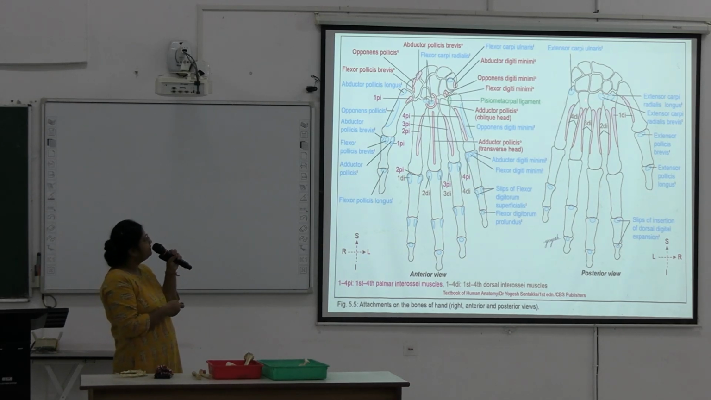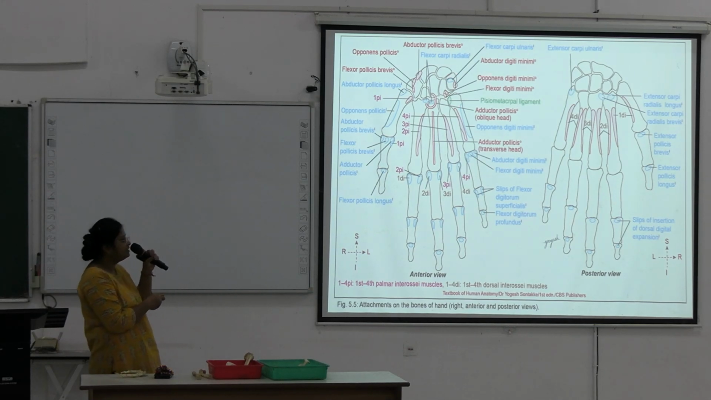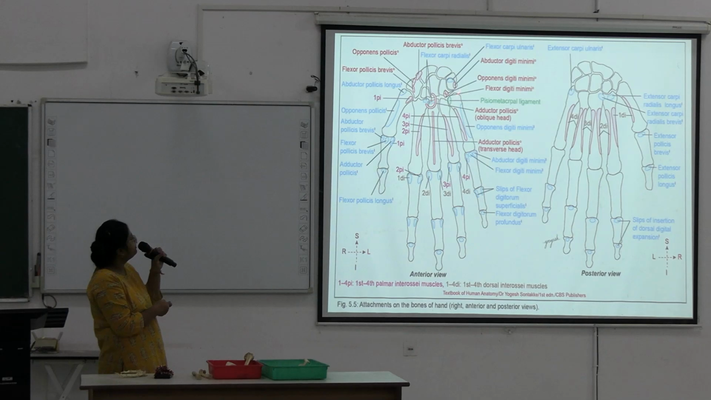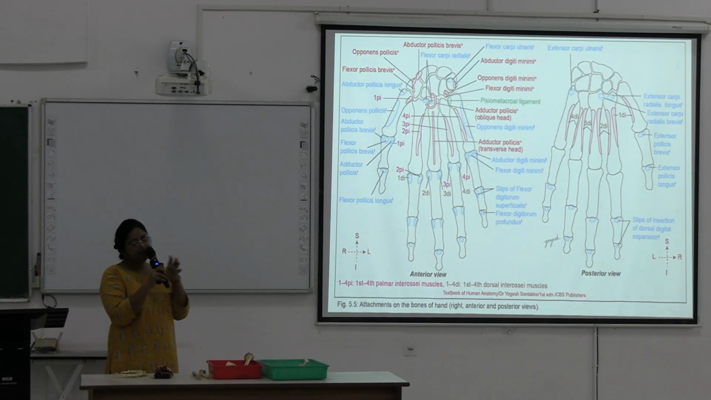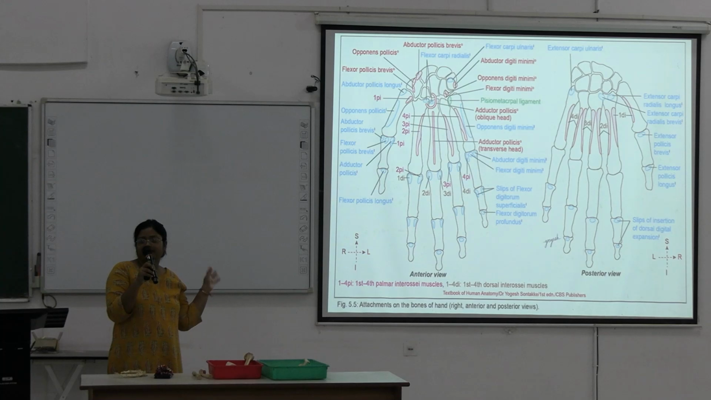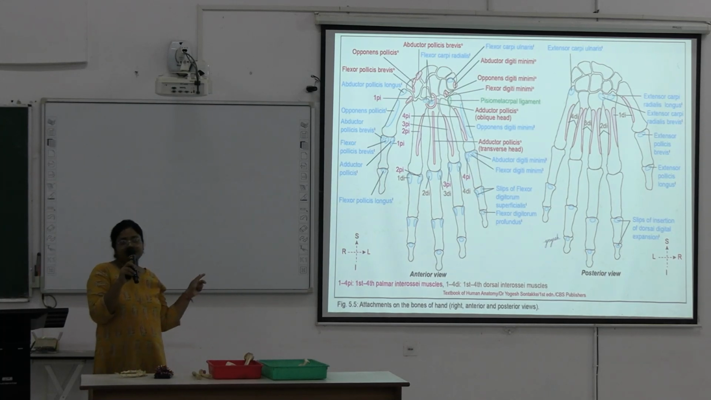Okay. And here is the insertion of extensor carpi radialis longus, extensor carpi radialis brevis. Here is extensor carpi ulnaris. And see, there is insertion of flexor carpi ulnaris over the pisiform. This is very, very important. In the tendon of flexor carpi ulnaris, the pisiform bone originates. Okay, it is a sesamoid bone. It ossifies from the tendon of flexor carpi ulnaris.